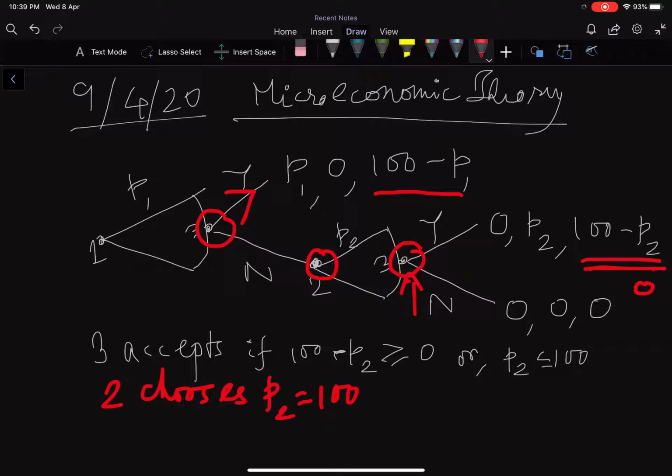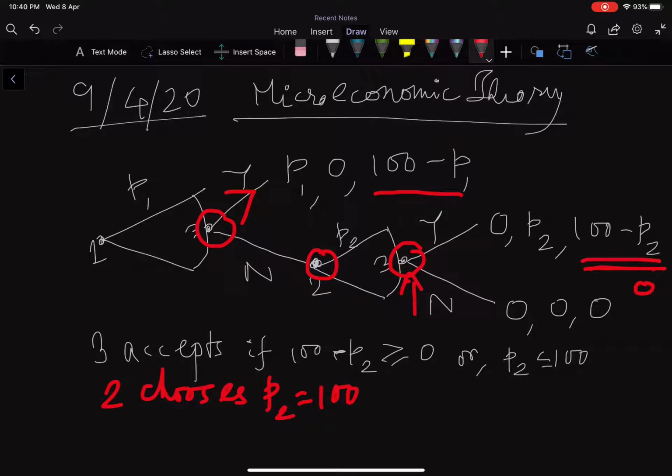So again you see that, knowing that player 1 will offer that he's going to keep everything for himself, p1 will again be 100, right? Because for every p1 which is strictly less than 100, player 3 strictly prefers to accept the deal because he gets a strictly positive payoff, as opposed to saying no, in which case he'll get 0. So when p1 equals 100, player 3 is indifferent between saying yes or saying no, because in both cases player 3 gets 0. So we can say that yes is a best response in that case.